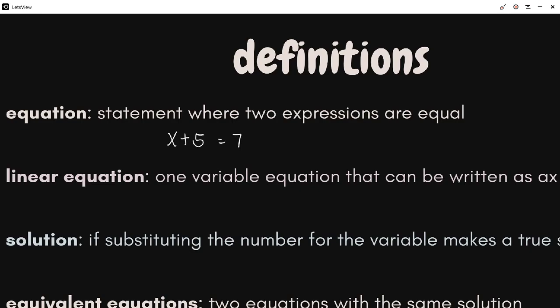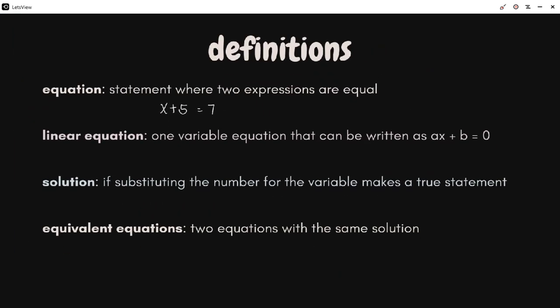So the difference between an equation and an expression is this part is an expression. So x plus 5 is an expression, but once there's an equal sign, it's called an equation. A linear equation is a one variable equation that can be written as ax plus b equals 0. A solution is if substituting the number for the variable makes the statement true.